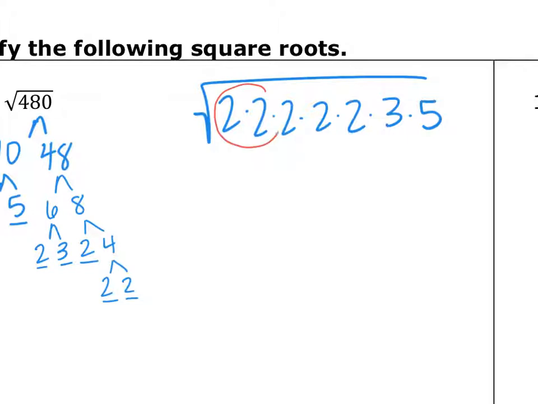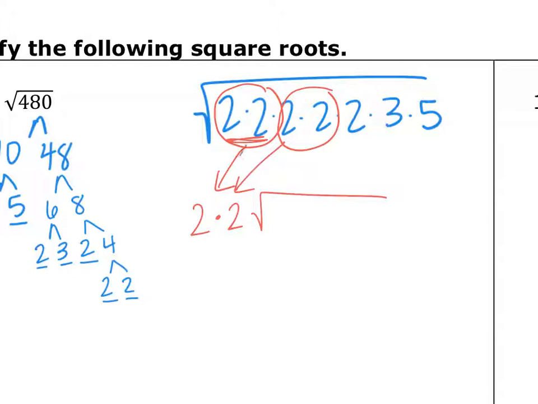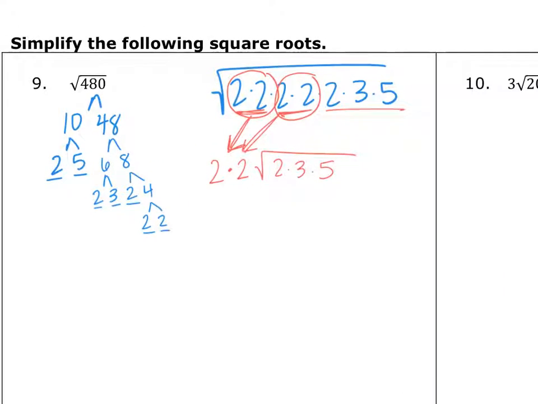In order to get outside the square root, you have to have a pair. You have to have a group of 2. Not a group of the number 2, but a set of sets of 2's. So we have a set of 2's and it gets rewritten. A set of 2's gets rewritten. Inside the square root, nothing changes. Anything that's left can stay inside.